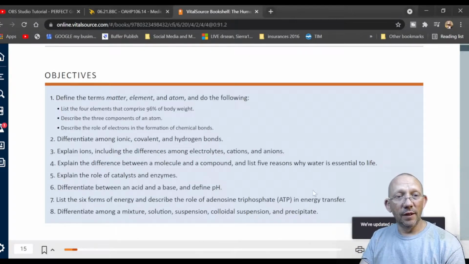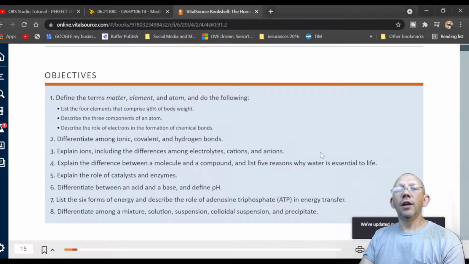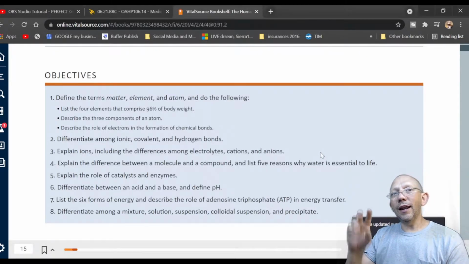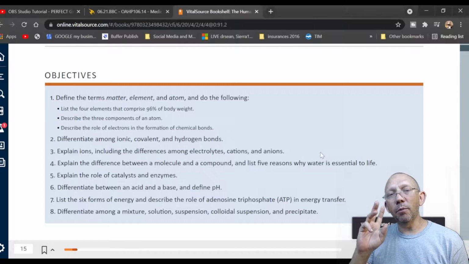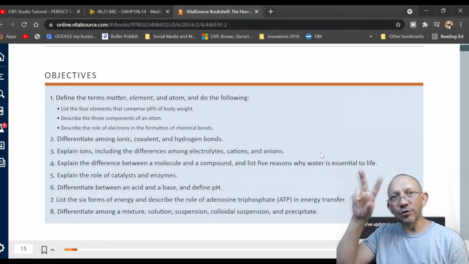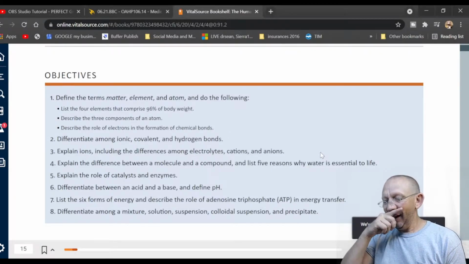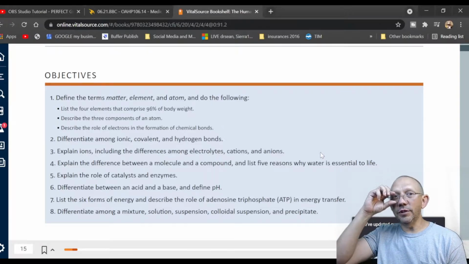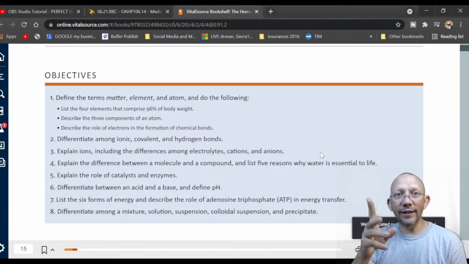That's what that means. Differentiate between an acid and a base and define pH. Notice pH is a small p and a large H. The H is because it's the potential of hydrogen, and capital H is a proper noun. It's to do something, to receive or give electrons, and we'll get into that in a minute.